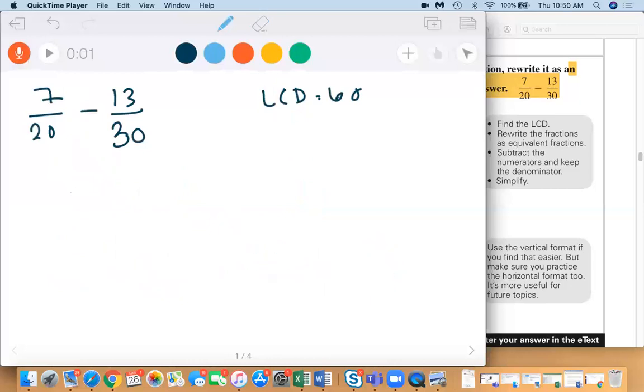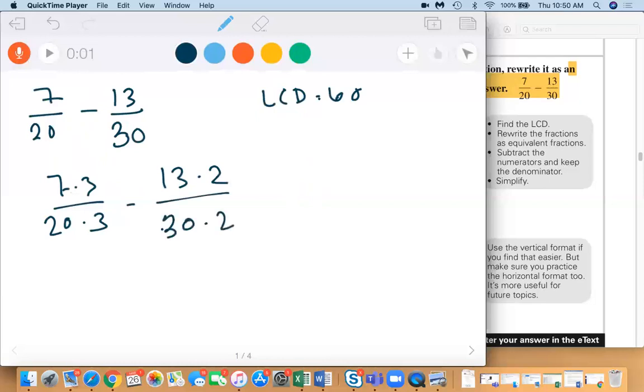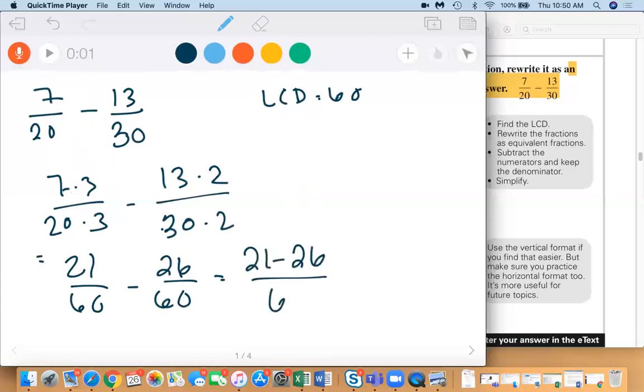All right, so then we come over here. In order to make that 20 a 60, we have to multiply top and bottom by 3. In order to make that 30 a 60, we have to multiply top and bottom by 2. 13 times 2 over 30 times 2. So that gives us 21 over 60 minus 26 over 60. Now we just subtract across the top and leave the bottom the same. Do not subtract across the bottom, okay? And that gives us -5 over 60.